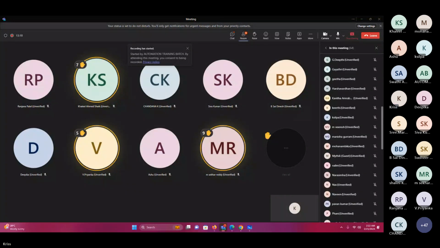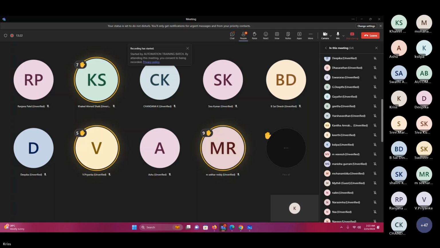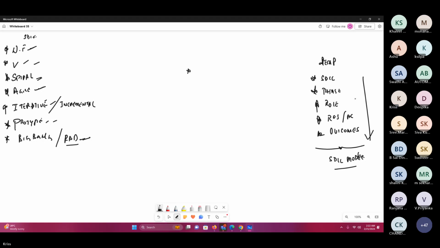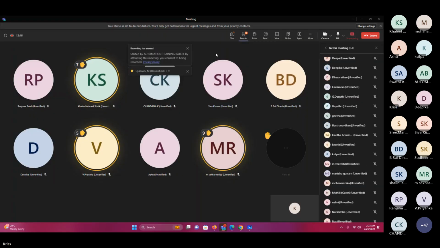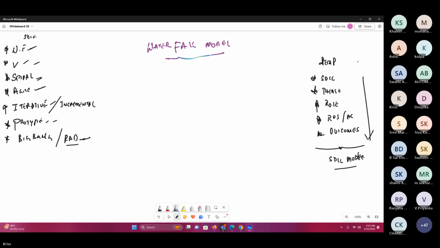Harshavardhan, what is the waterfall model? We have different SDLC models, right? So now, what is the waterfall model? Harshavardhan, are you there? Unmute yourself and talk. Manisha, what is the waterfall model?